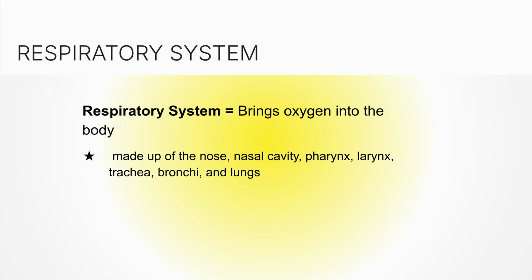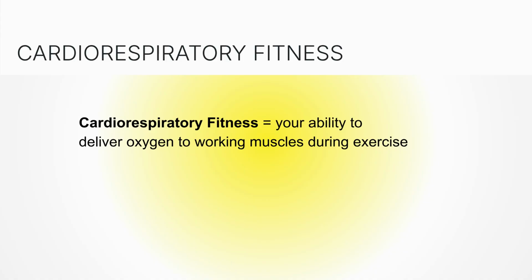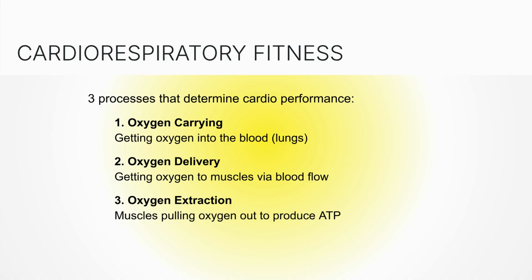The second key system is the respiratory system, which brings oxygen into the body. It is made up of the nose, nasal cavity, pharynx, larynx, trachea, bronchi, and lungs. When you combine your cardiovascular system and your respiratory system, you get your cardiorespiratory fitness levels. And this is really your ability to deliver oxygen to working muscles during your exercise.